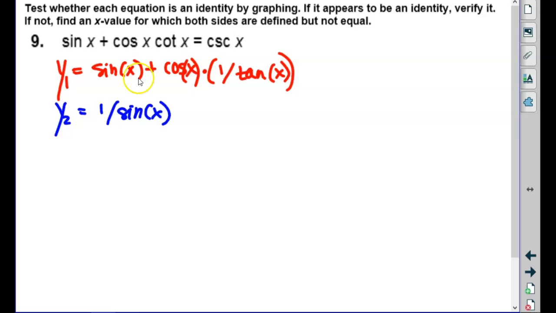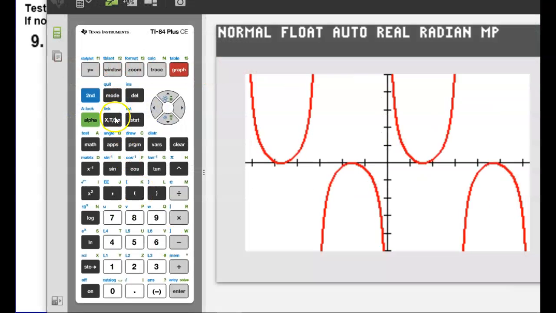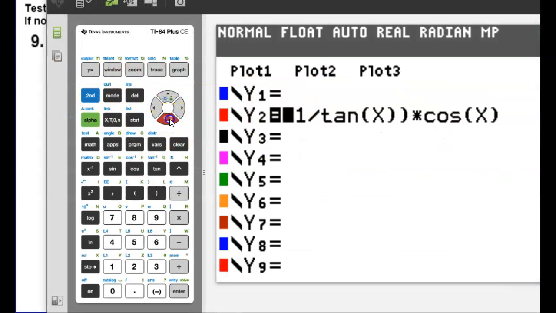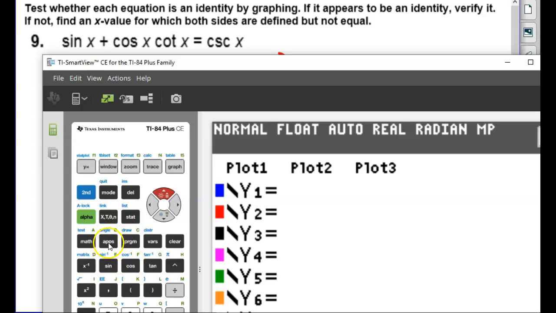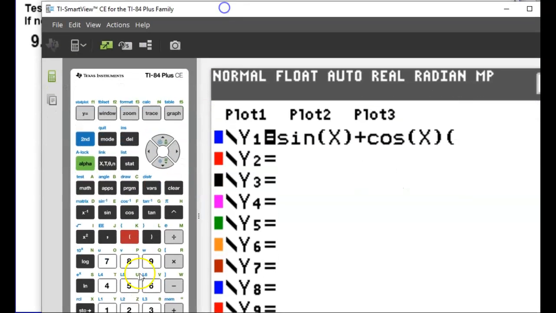Here's the proof. Let's try this one. So the left-hand side: sine x plus cosine of x times 1 divided by tangent, right? Doesn't it say cotangent?